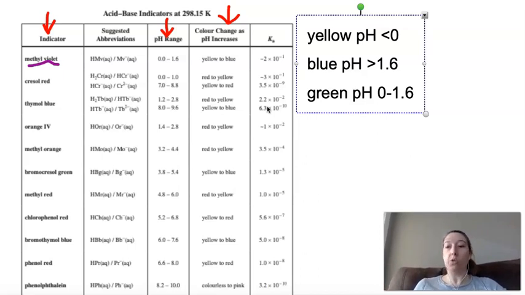So we definitely choose different indicators if we have an idea of what pH we're looking for. Or sometimes we test one solution with 3 or 4 different indicators so that we can narrow it down a little bit, then check with the next indicator, narrow it down a little bit more, and so on.